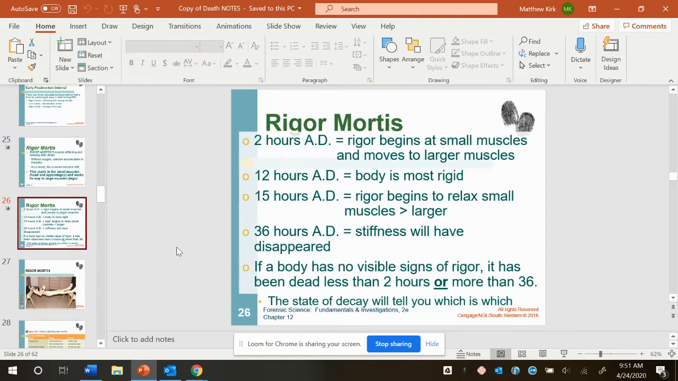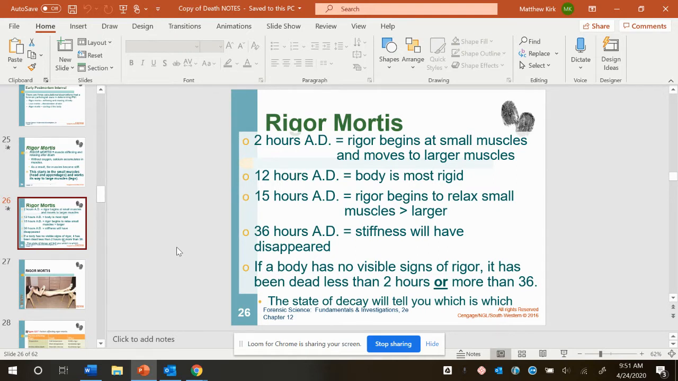And we know from our notes the timeline in which that happens, starting about 2 hours after death, when rigor mortis first happens, again in the face and arms. After about 12 hours, the body is most rigid. Starting about 15 or 16 hours after death, it starts to relax. The face and the arm muscles relax first. And finally, by about 32 to 36 hours after death, our larger muscles, the thigh muscles in particular, will be relaxed.